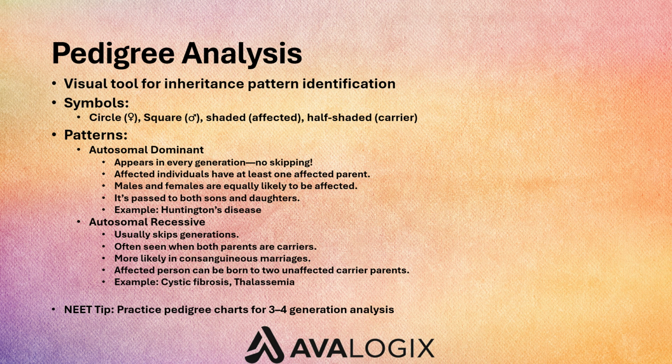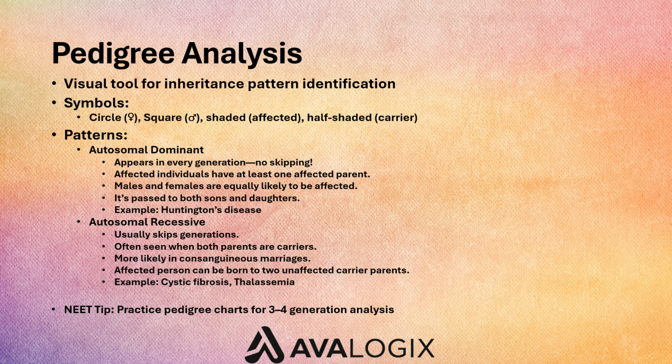1. Autosomal dominant. Appears in every generation. No skipping. Affected individuals have at least one affected parent. Males and females are equally likely to be affected. It's passed to both sons and daughters. Example, Huntington's disease. NEET clue. If it's showing up in every generation and affects both sexes equally, go for autosomal dominant.